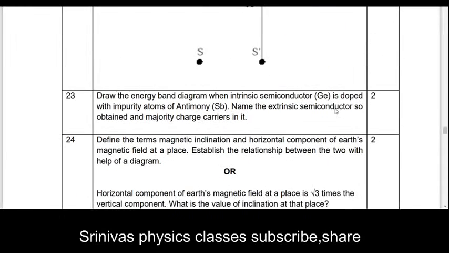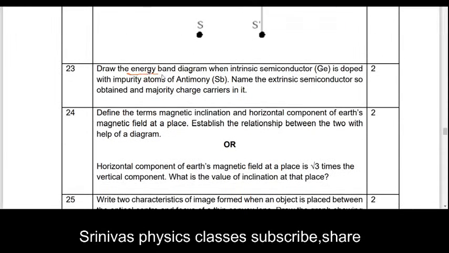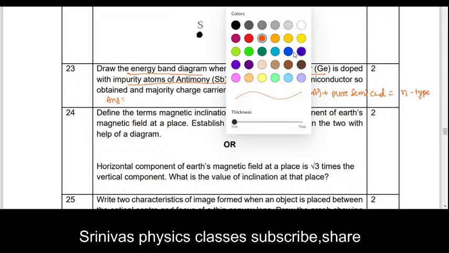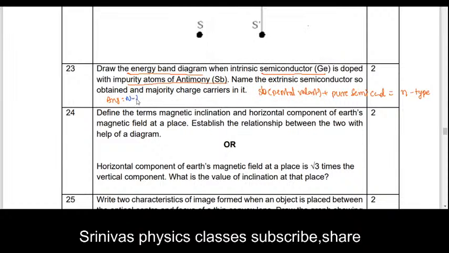I think I gave you the solutions. Draw the energy band diagram when intrinsic semiconductor is doped with impurity antimony. Antimony is what? Antimony is pentavalent. When a pentavalent impurity is added to the pure semiconductor, what will you get, N type or P type? They are asking the name of the extrinsic semiconductor, N type or P type? Pentavalent added means you get N type. Answer is N type.